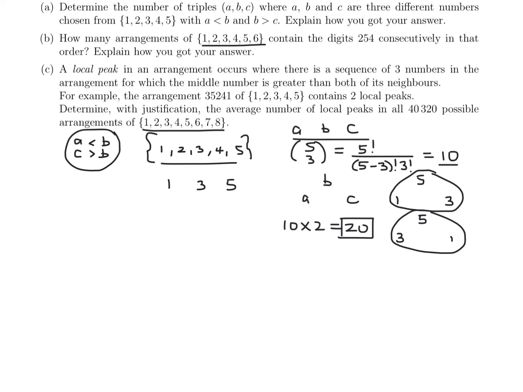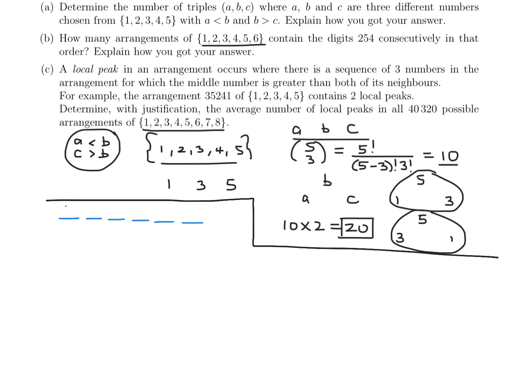Part B. How many arrangements of 1 through 6 contain the digits 2, 5, 4 consecutively in that order? Okay. So you're going to have an arrangement of 6, right? And you want 2, 5, 4 to appear. So that means that the 2, 5, 4 can appear in several ways, but they've got to be consecutive. So it's going to be like that, or it could be like this, or I think there's only one other way, which is the last 3. Okay, so that makes sense.